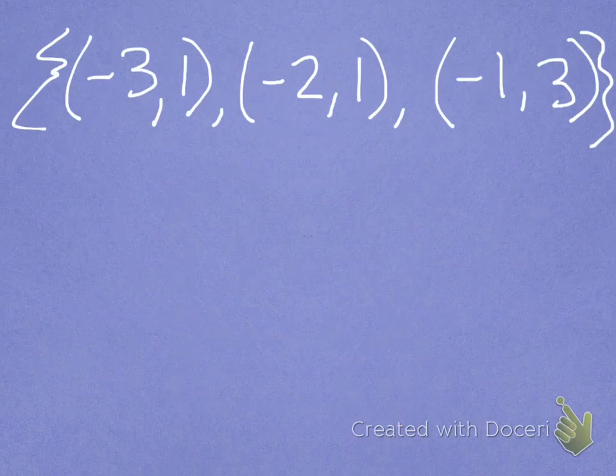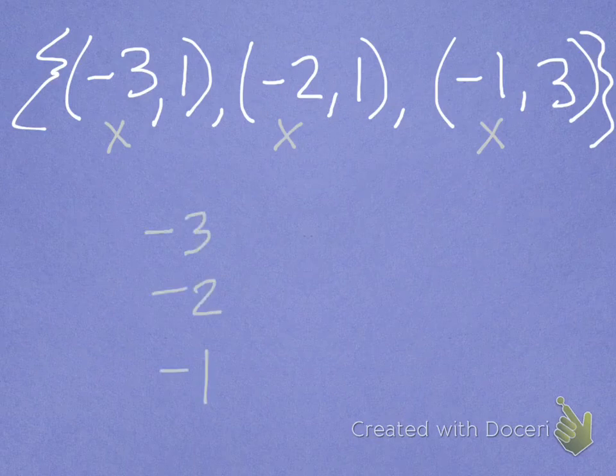Let me change the color. Alright. So if you look at our new set of points, your x values are negative 3, negative 2, and negative 1. Make sure we're going in order. So negative 3, negative 2, and negative 1. My y values are 1, 1, and 3. Now since I have two 1s, we only have to list it once. We don't need multiples, so we just put a 1 and a 3. It's okay to have more numbers in one column and fewer in the other. It's not a big deal.